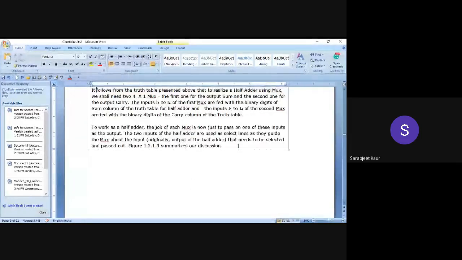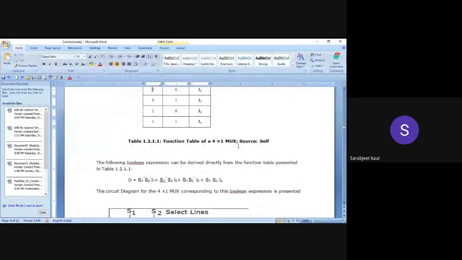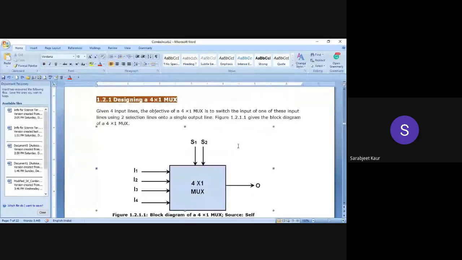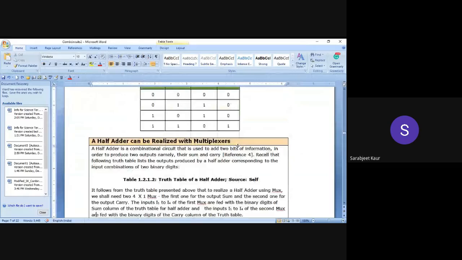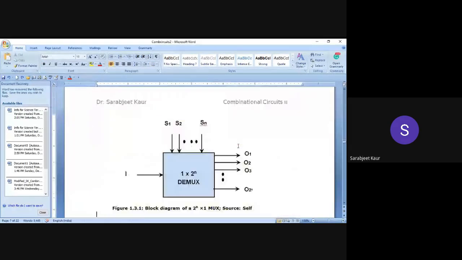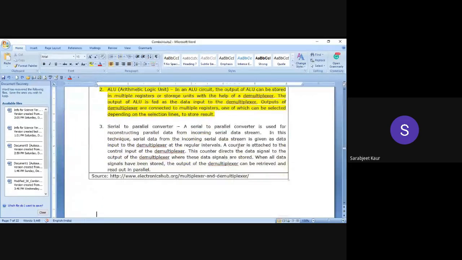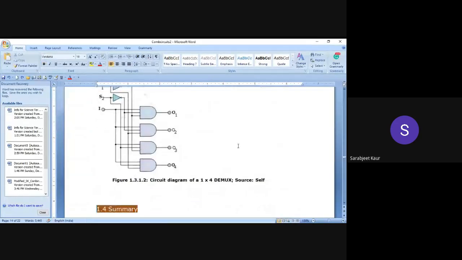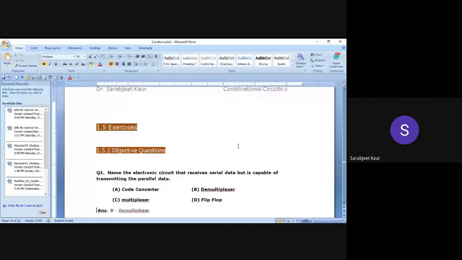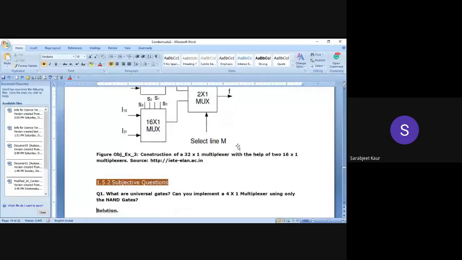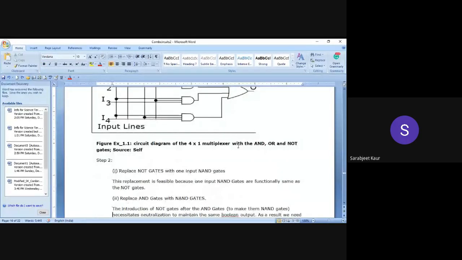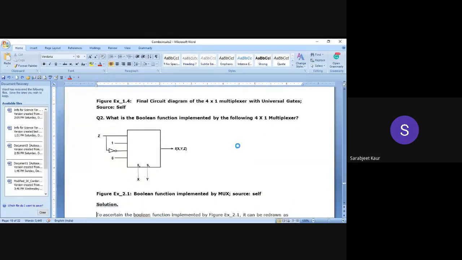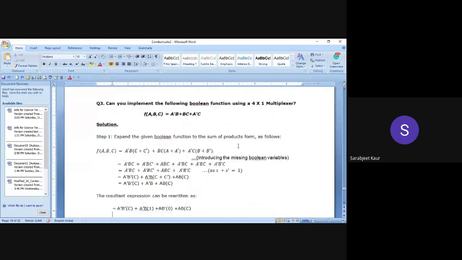So what we're going to do is use two 16 cross 1 muxes to build up a bigger multiplexer. How big a multiplexer can be built by using two 16 cross 1 muxes? Tell me. 4 cross 1. What did you say? Sorry, I couldn't catch you.